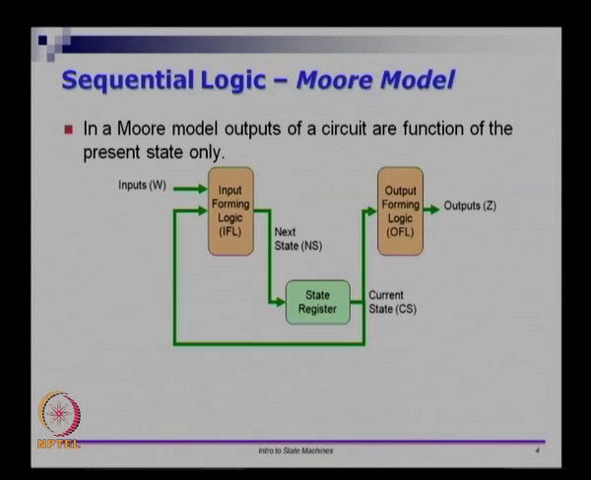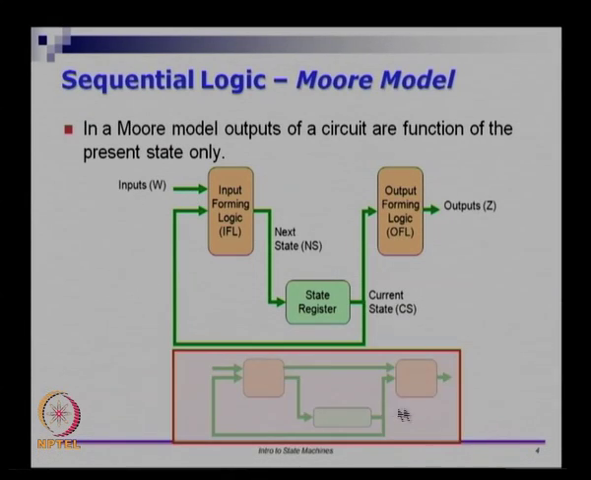There is a small variation of this model which is called the Moore model. In the Moore model, what happens is you have the same input, you have input forming logic, state register and output forming logic. However, the connection from the inputs to the output forming logic is missing. So, in the Moore model, outputs of a circuit are a function of the current state only, it is not a function of the inputs.